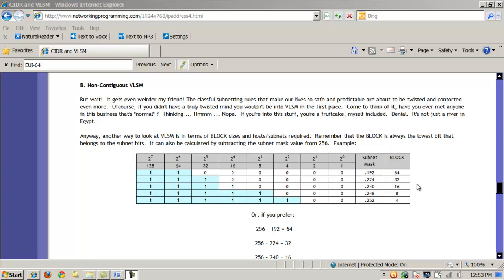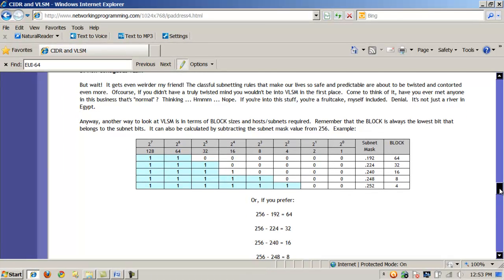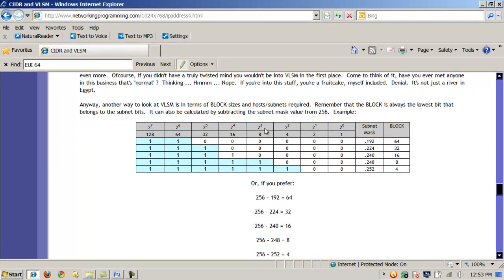Let's look at non-contiguous VLSM. You can think of non-contiguous variable length subnet masking in terms of block sizes and the hosts or subnets required. Remember, a block is always the lowest bit that belongs to the subnet bits. If we look at it in a byte table, or you can also find it by subtracting the subnet mask from 256.